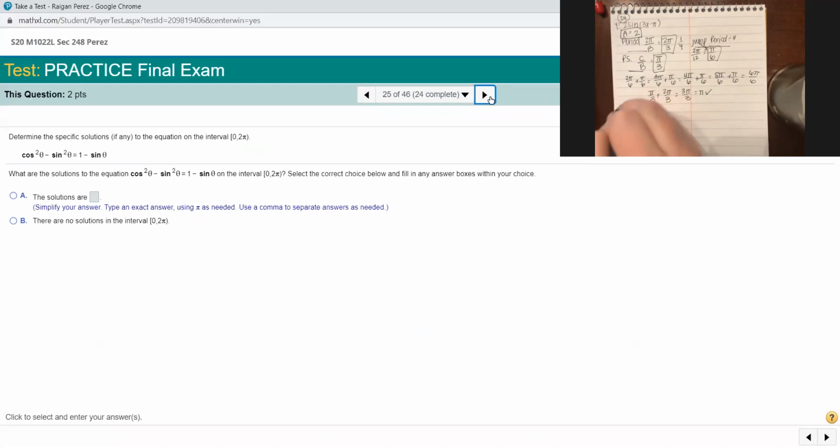Number 25. Determine the specific solutions, if any, to the equation on the interval. So first, we've got to get them all the same trig function is equal to 1 minus sine theta. Right, well, one of our Pythagorean identities is sine squared plus cosine squared equals 1. So let me write that over here.